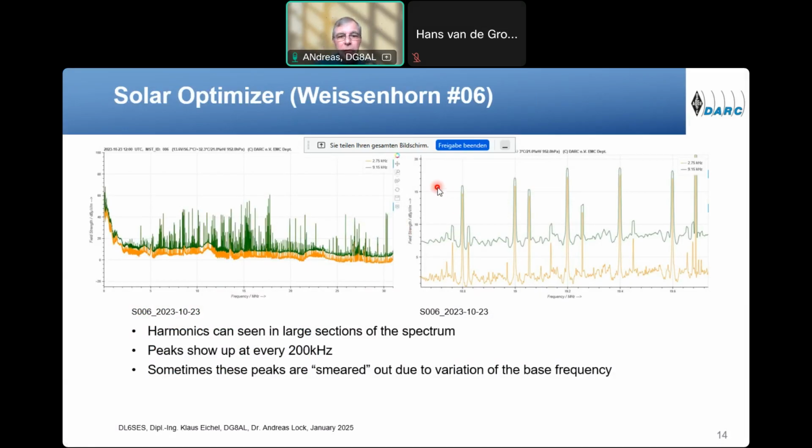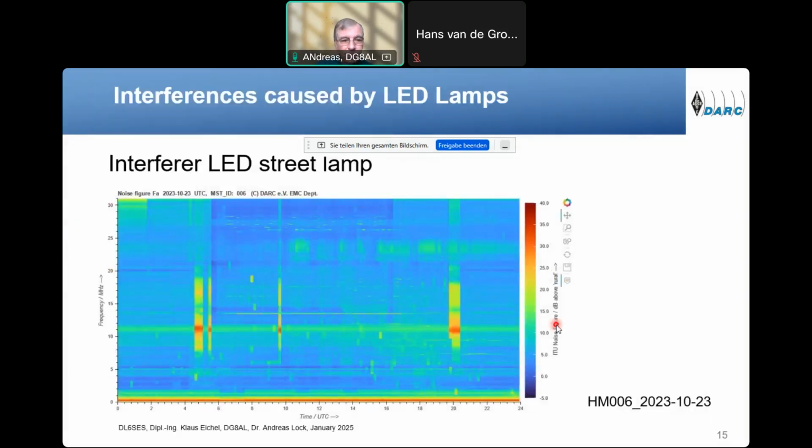And these optimizers communicate with the inverter via PLC on the DC lines, and you can see the signal quite clearly here. So every 200, or here in the spectrum, every 200 kilohertz, you see this peak here, and it only exists during the day. In the evening, the signal is gone. So now we see also other optimizers which have, let me say, a frequency delta of 100 kilohertz, and yeah, this is a very disturbing and annoying situation.